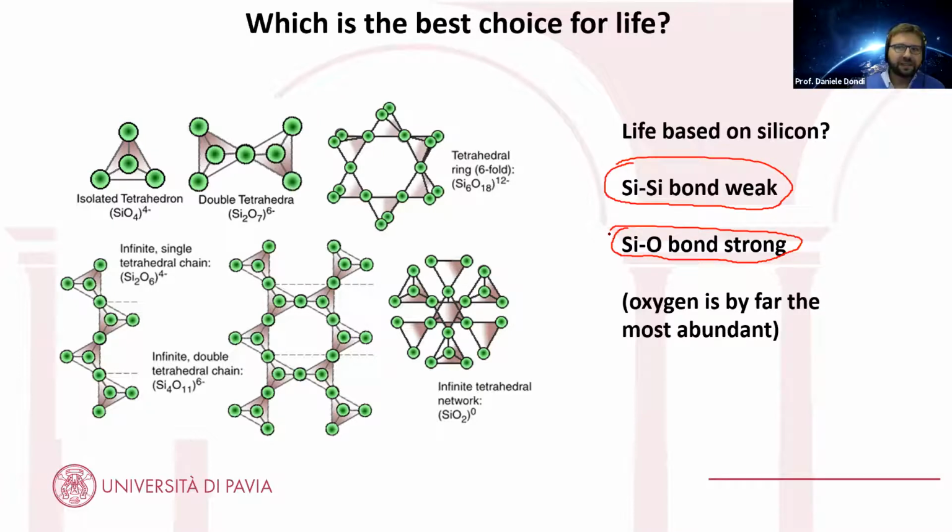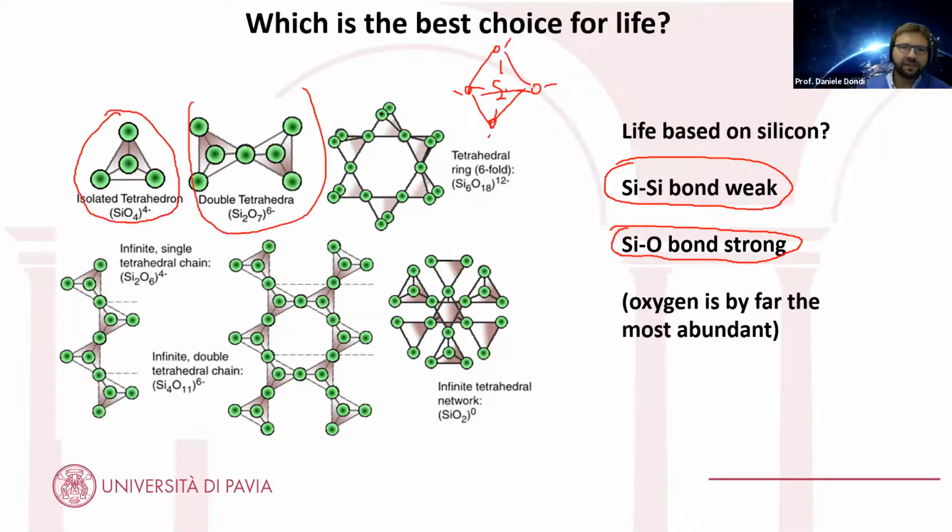But making this bond, silicon can bond with oxygen, then the oxygen connects silicon. So you have a tetrahedral structure, basic tetrahedral structure. And so you can have some isolated tetrahedra, or you can have some double.